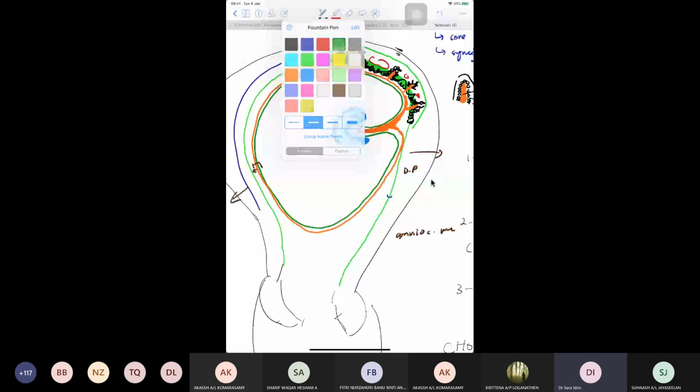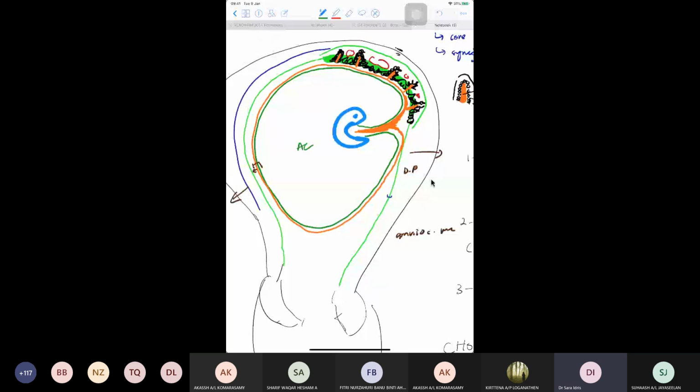Okay, so this here is your amniotic cavity. This here is your amniochorionic membrane. That's your decidua parietalis that will come in contact with. That's your connecting stalk. And this here would be the placenta. All of this will be your placenta, which is going to be formed by the chorionic frondosum. And this here would be the decidua basalis.